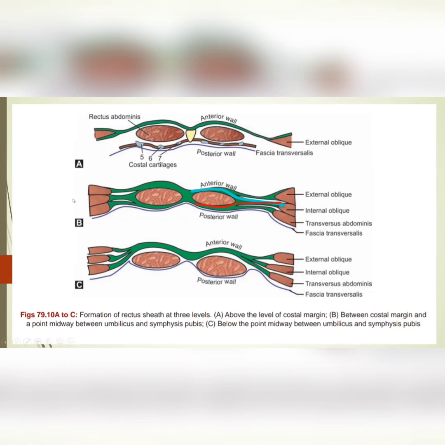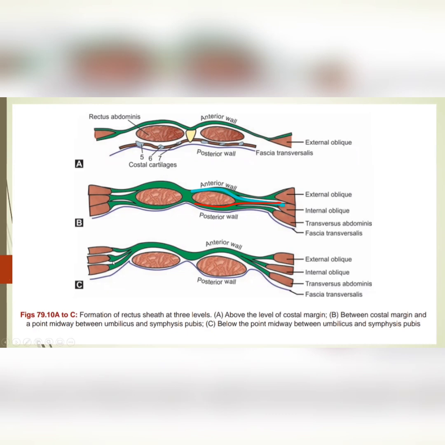So at the level B, anterior wall of rectus sheath is formed by external oblique aponeurosis and by anterior lamella of internal oblique muscle. Whereas the posterior wall of rectus sheath at level B is formed by posterior lamella of internal oblique and aponeurosis of transversus abdominis muscle.